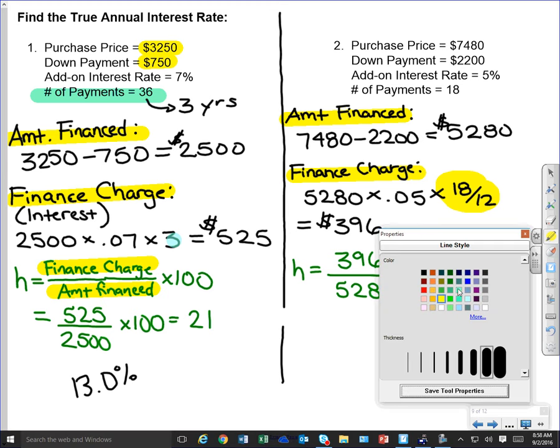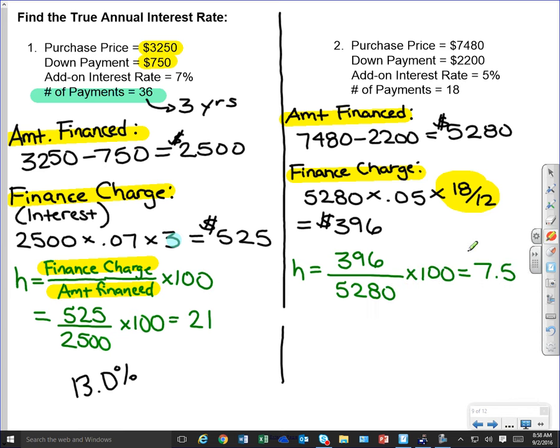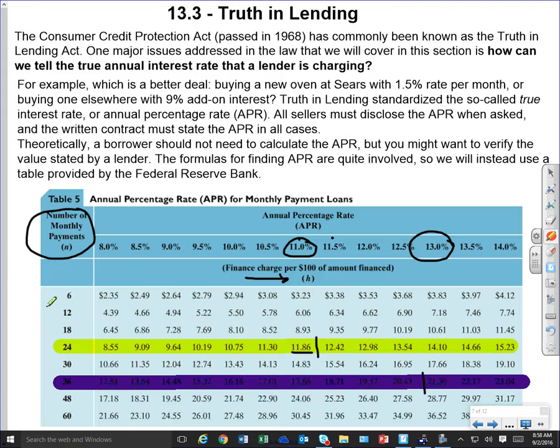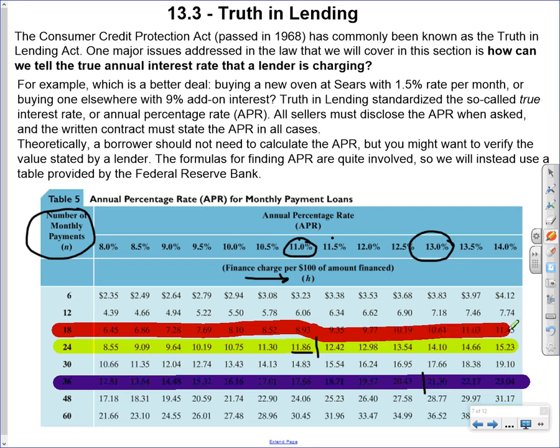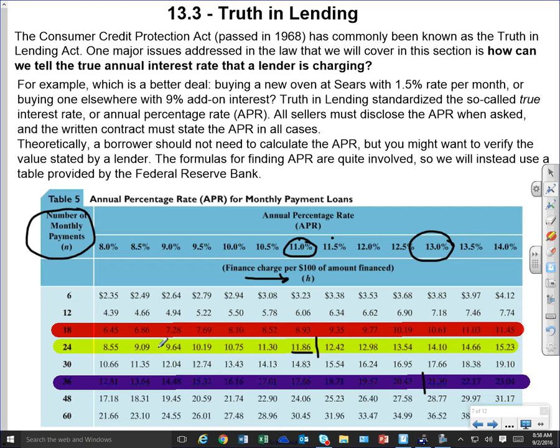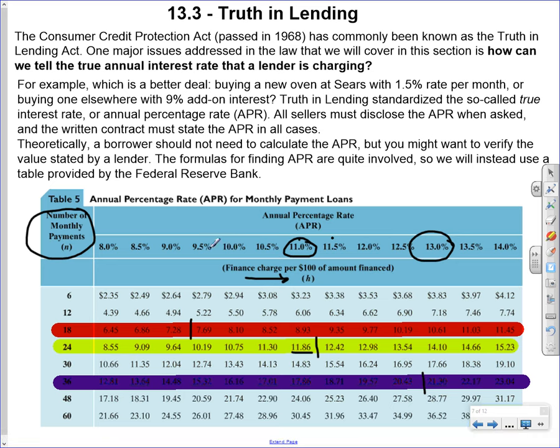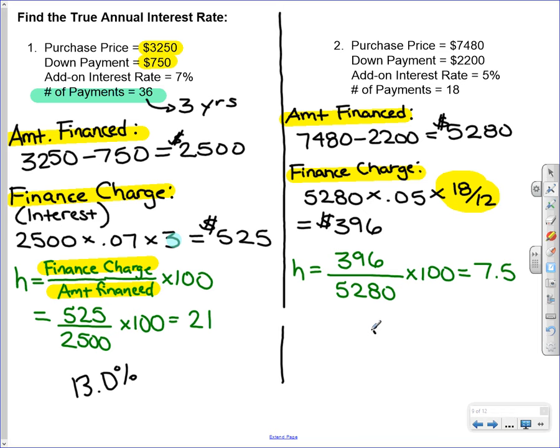All right, so this time when we go to our chart, we're looking for what? Number of payments is 18. So we're looking for the 18 row and seeing where 7.5 falls. So the 18 row is right here. Okay, and let's see where 7.5 falls. 7.5 is going to be right here, right? So that would be closest to the 9.5%. Right, so this one is going to be just an APR of 9.5%.